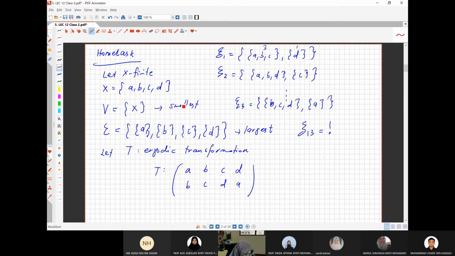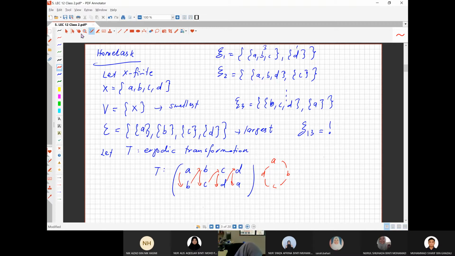Remember, one of the properties that you can see is that they are a cycle. So cycle means A to B, and then from B to C, and then from C to D, and then from D to A. It is like a cycle A, B, C, D, and then back to A. So if the transformation is in a cycle form, then you can say that the transformation is ergodic.